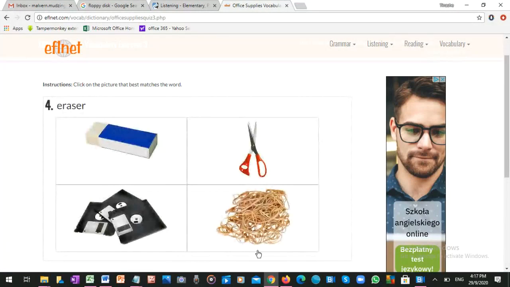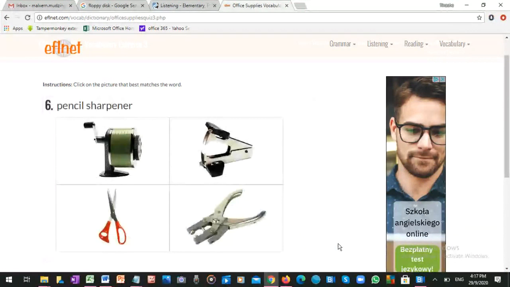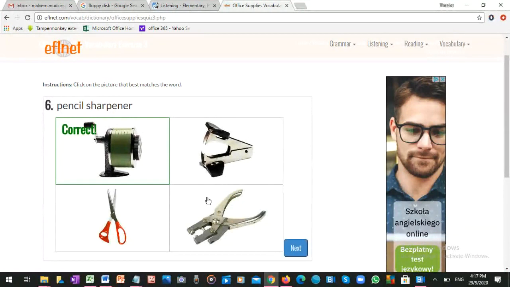Eraser. One, two, three, four. Well done. Thumbtack. Three. Well done. Pencil sharpener. One. Stapler. What number is stapler? One, two, three, or four?